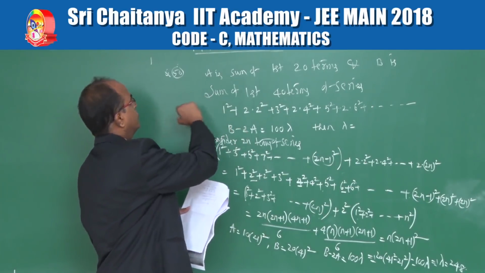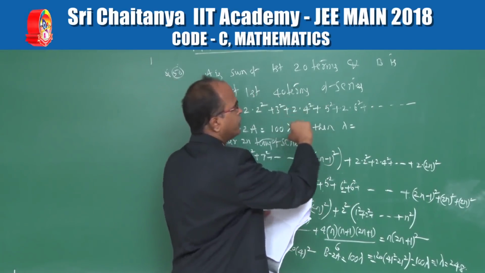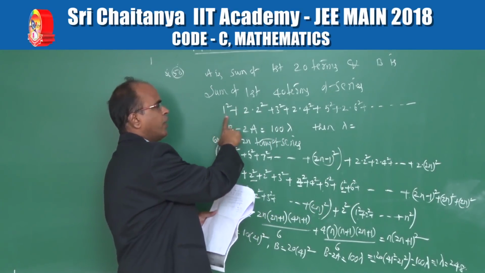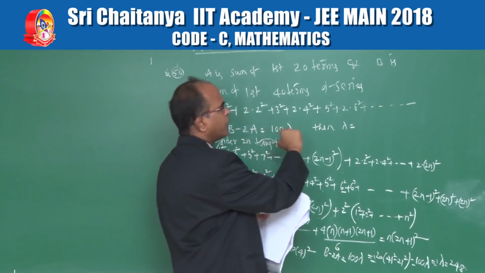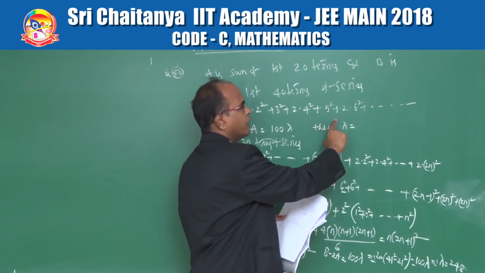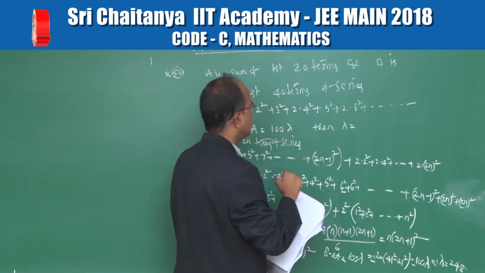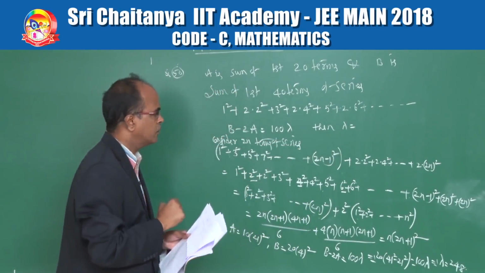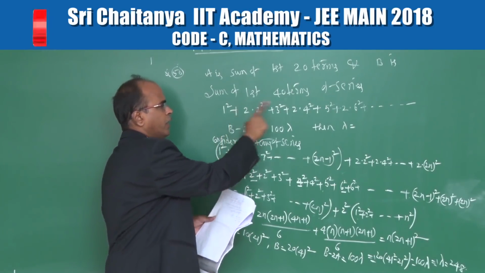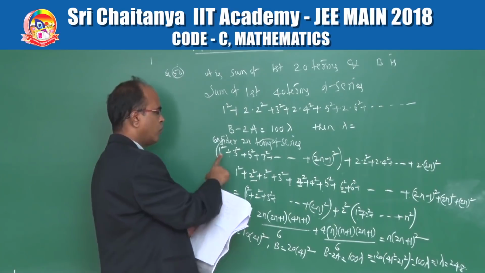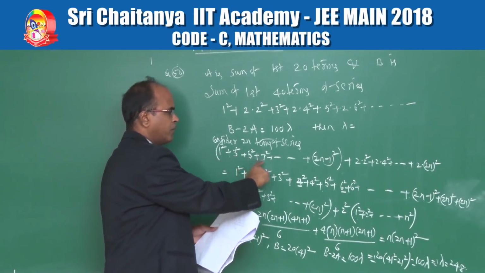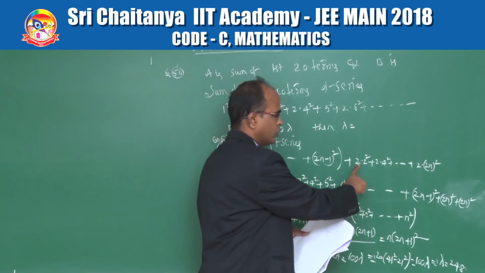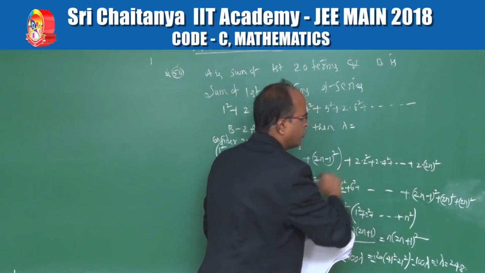We now discuss question 50. A is the sum of the first 20 terms, B is the sum of the first 40 terms of a series 1 square plus 2 into 2 square plus 3 square plus 2 into 4 square plus 5 square plus 2 into 6 square and so on. Given B minus 2A is 100 lambda, then what is lambda? First we rearrange the given series in this form: 1 square plus 3 square plus 5 square plus 7 square etc. up to (2n minus 1) whole square. The remaining terms can be regrouped: 2 into 2 square plus 2 into 4 square etc. up to 2 into (2n) square.